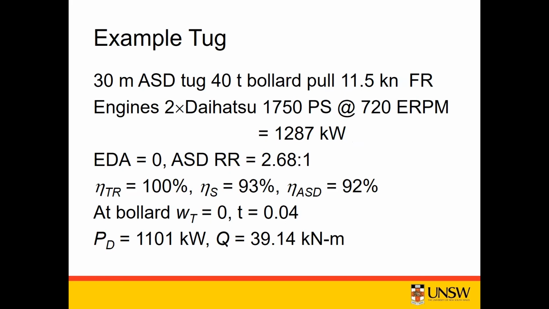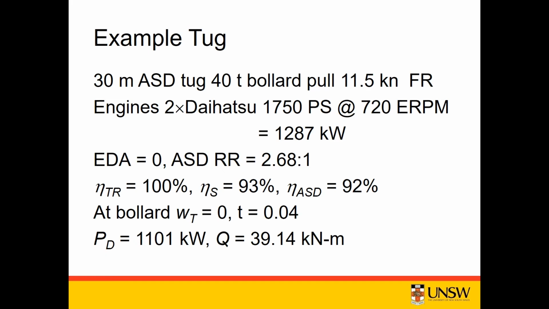No engine-driven auxiliaries because it wasn't operating in the tropics. No engine-driven auxiliaries at all, no steering pump, no extra alternator, anything like that. The reduction ratio through the azimuthing stern drive was 2.68 to 1. No tropic derate, shaft efficiency 93% because it actually went through 2 universal joints to get up to the stern drive, and then 92% efficiency down through the bevel drives to get to the propeller.